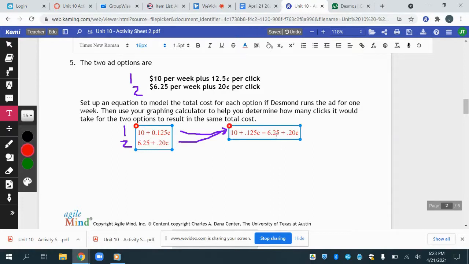Okay, so now we need to figure out, so this one costs $10 up front plus 12.5 cents per click. This one costs $6.25 up front plus 20 cents per click. All right, so what am I going to do? Well, I'm going to take away $6.25 from each side. $6.25, that's going to leave me with $3.75 on top.